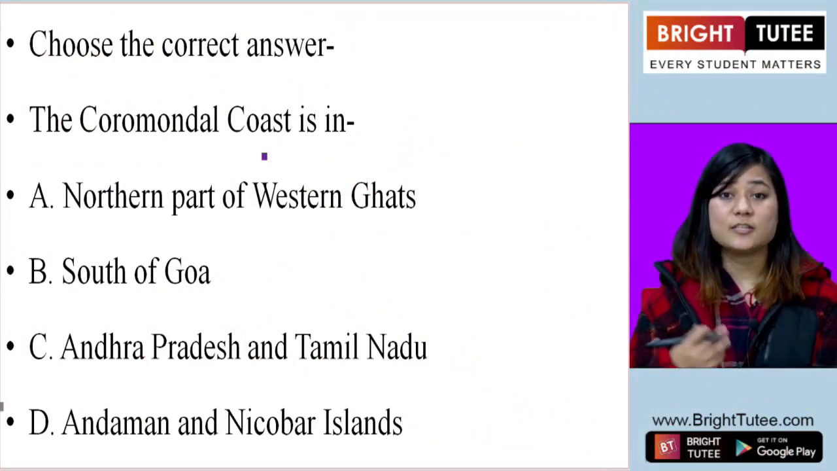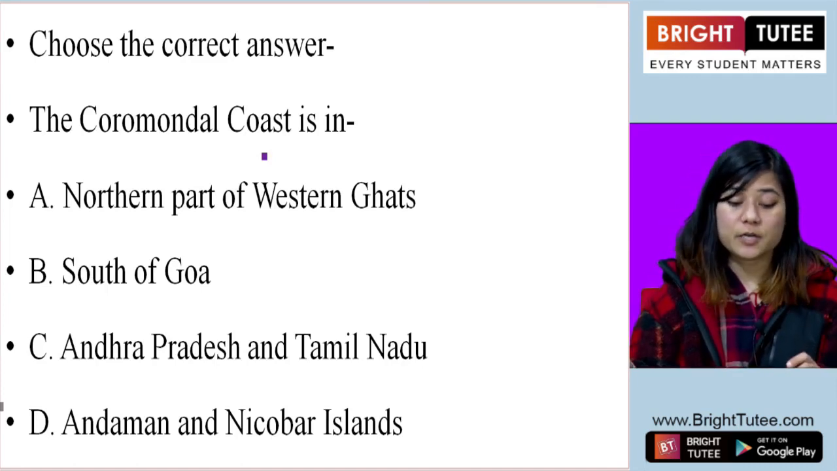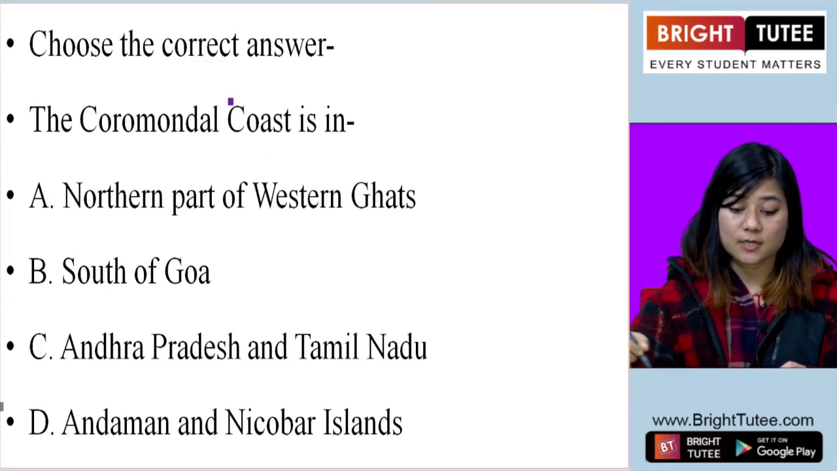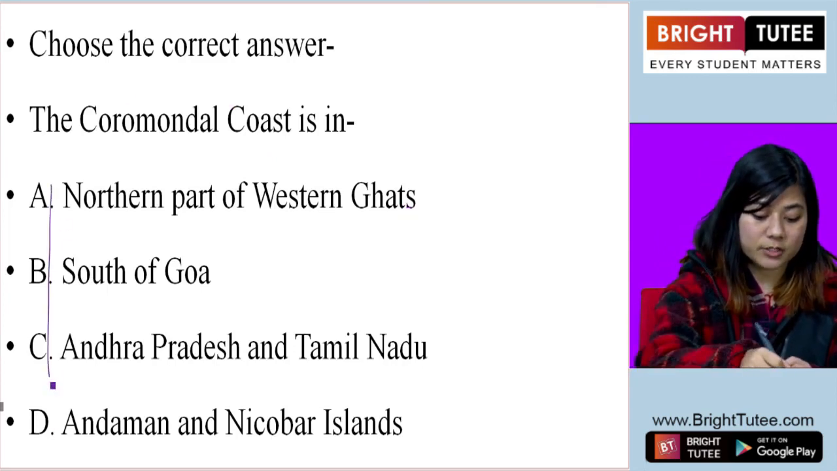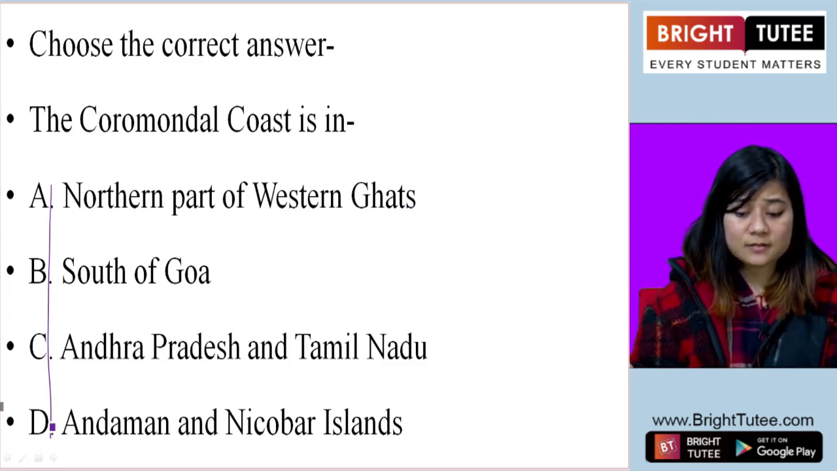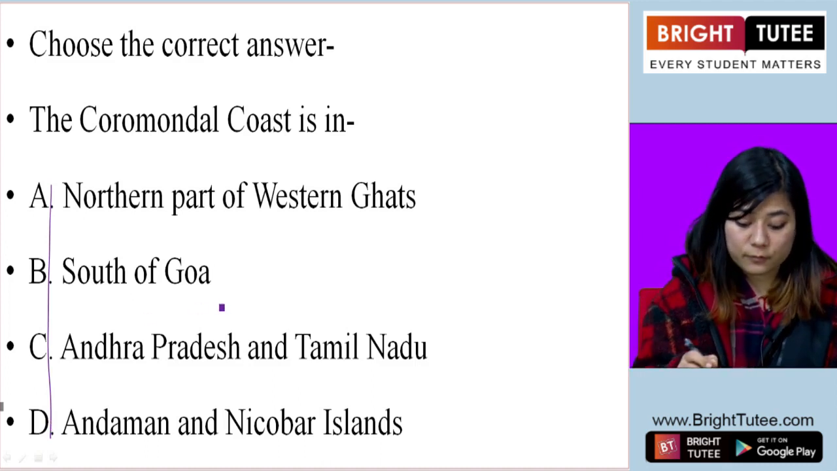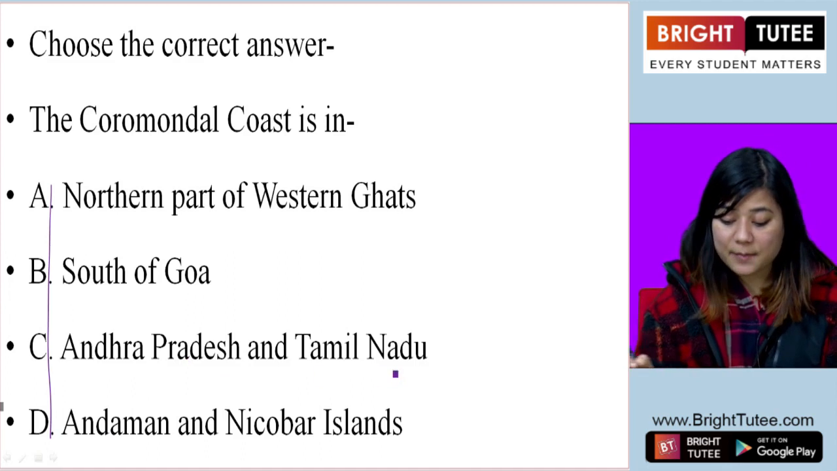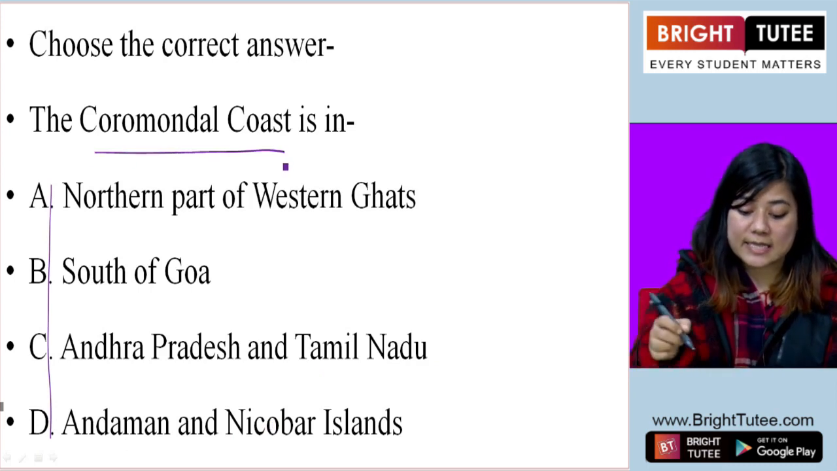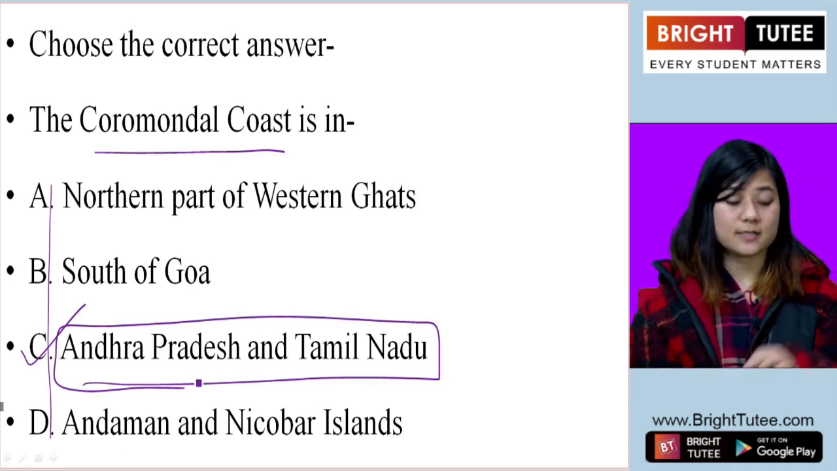Question section, and then try to answer from what we have just learned. The first one here is choose the correct answer. So we have a question and then we have options, and from here we have to choose the correct answer. The first one asks, the Coromandel coast is in: A, northern part of Western Ghats; B, south of Goa; C, Andhra Pradesh and Tamil Nadu; D, Andaman and Nicobar Islands. So the Coromandel coast is in Andhra Pradesh and Tamil Nadu. C is the correct answer.